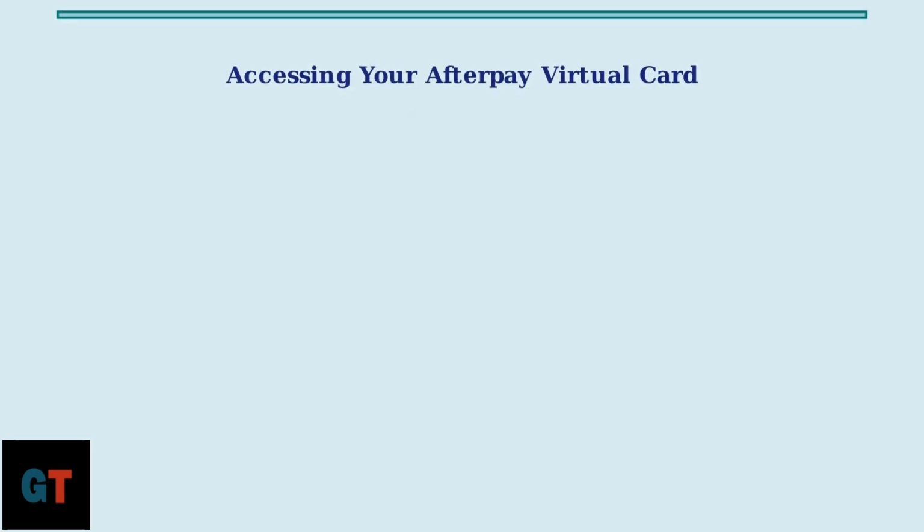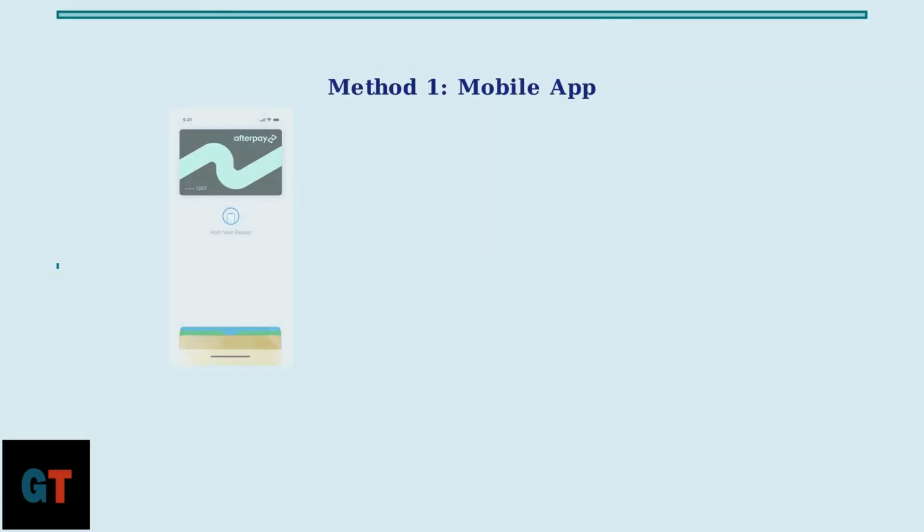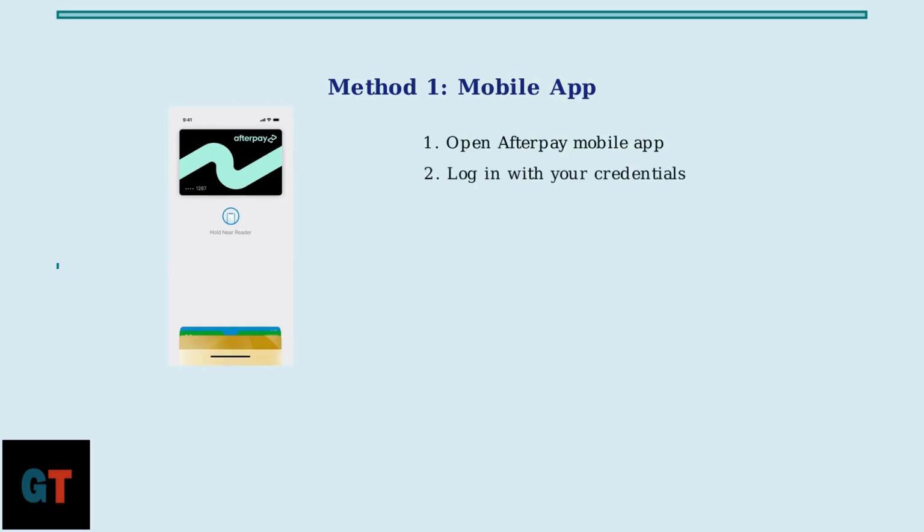Afterpay's virtual card is a powerful feature that enables shop anywhere functionality, allowing you to make buy now, pay later purchases at any store, even those without direct Afterpay integration. The primary method to access your virtual card is through the Afterpay mobile app. This is the most convenient and commonly used approach. Follow these 7 simple steps.